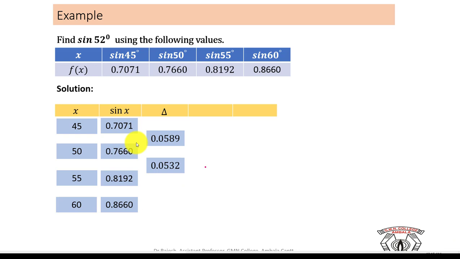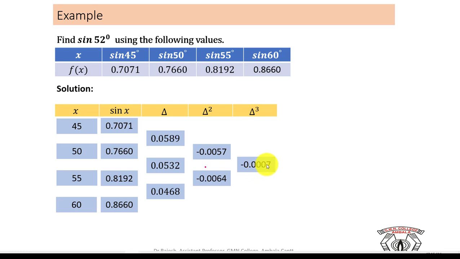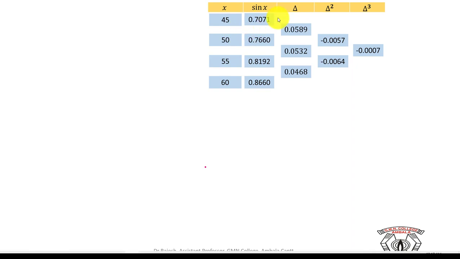So here you see this difference: this minus this is this one. Next is 0.8660 minus 0.8192, so this is 0.0468. Zero is also called O in British pronunciation. Next is delta square. So 0.0532 minus 0.0589 is minus 0.0057. You could also do this with a calculator or simple calculation. This is delta square, and this is delta cube. When minus is subtracted from minus, it becomes plus. So this will be minus 0.0007. So this is the table that we have formed for the given numerical problem.